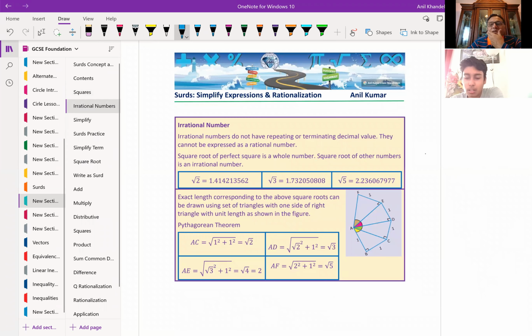Now, the interesting part here is, let's say we have the number 4 with the square root. It gives you a natural number 2, correct? We call them real numbers. Real numbers are numbers which can be represented as a quotient, as a fraction. But if I have square root of 2, then this is a real number, but not a rational number.